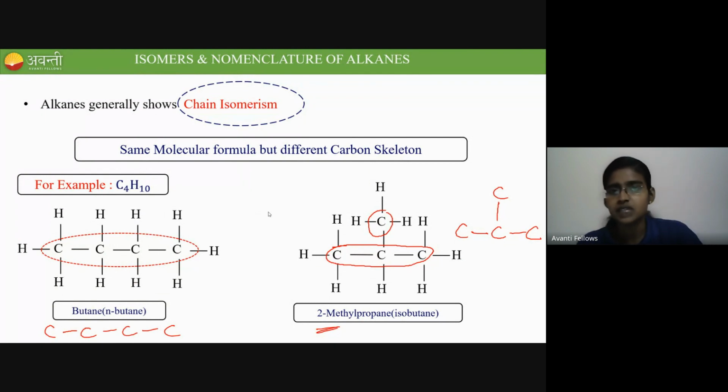It will be the product of incomplete combustion because carbon monoxide is a poisonous gas, right? Only if a substance doesn't get combusted properly, such kind of poisonous gas will be formed.